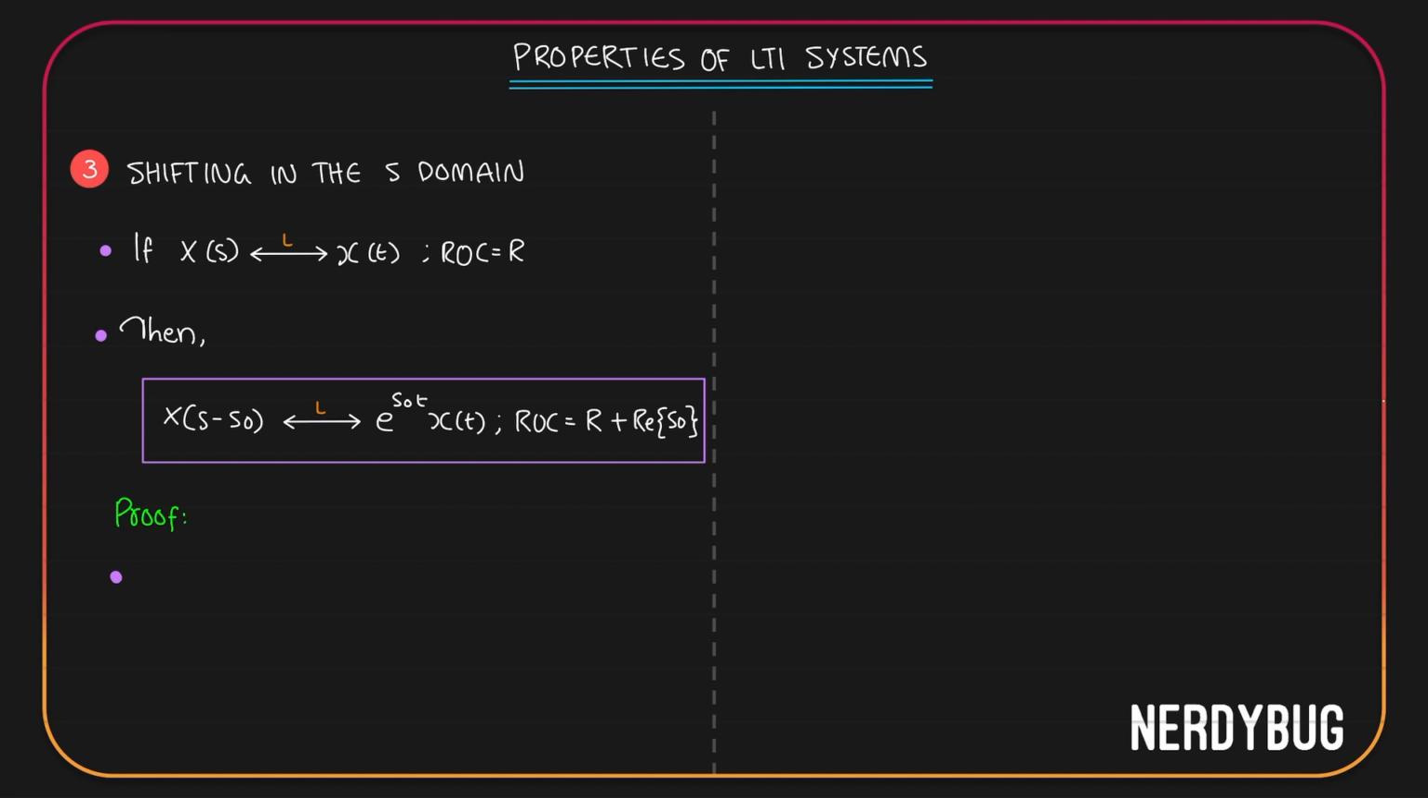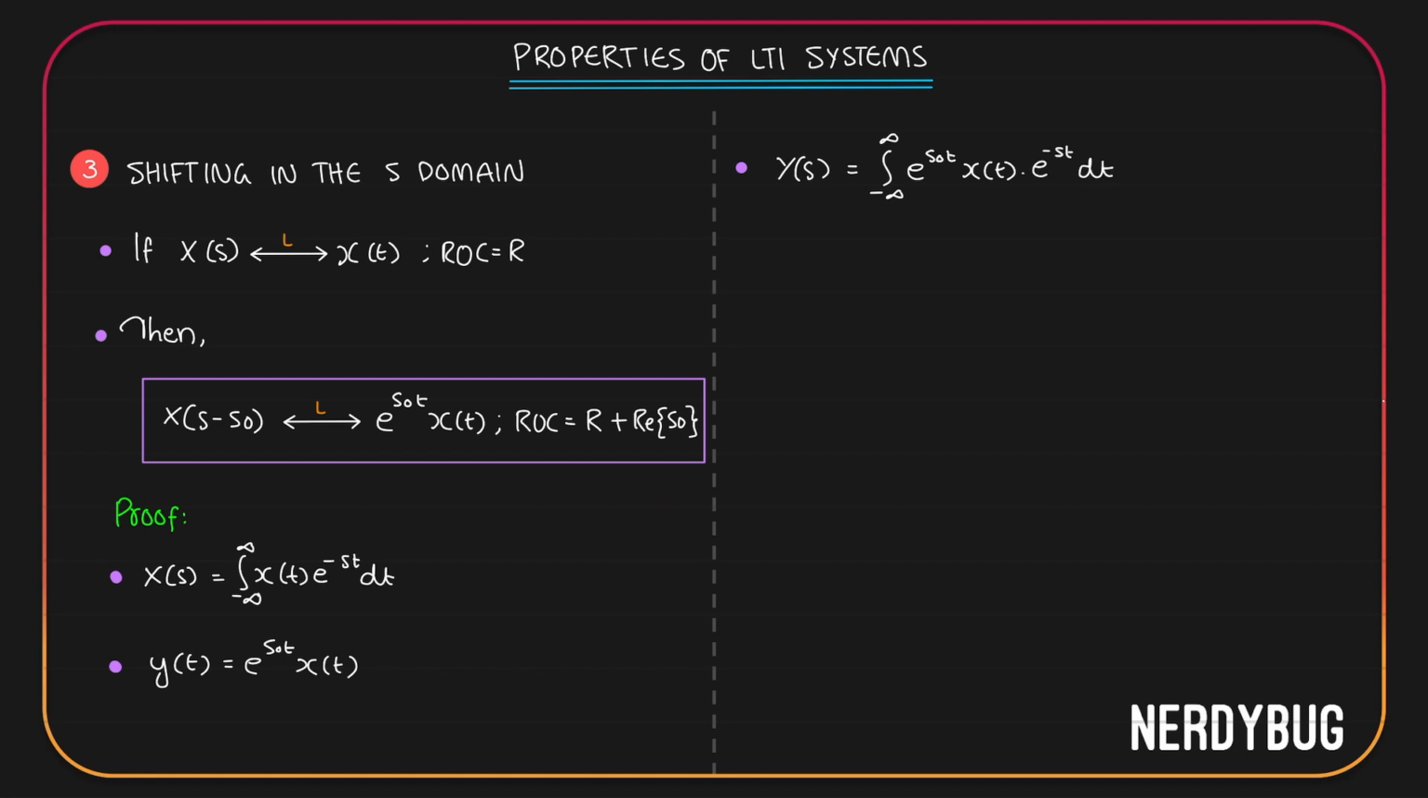We know Laplace transform of x of t, X of s, is given like this. Integral from minus infinity to infinity x of t e raised to minus st dt. Let us take y of t to be e raised to s naught t x of t, which is what we have over here. Now let's try to find the Laplace transform of that. That is y of s. This will be equal to integral from minus infinity to infinity y of t, which is e raised to s naught t x of t, e raised to minus st dt.